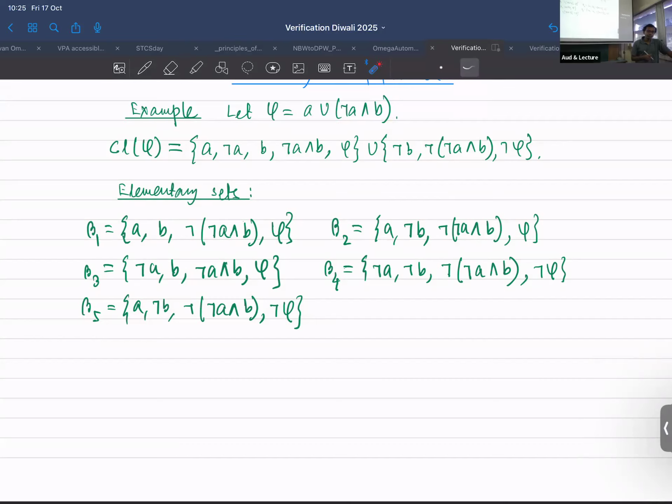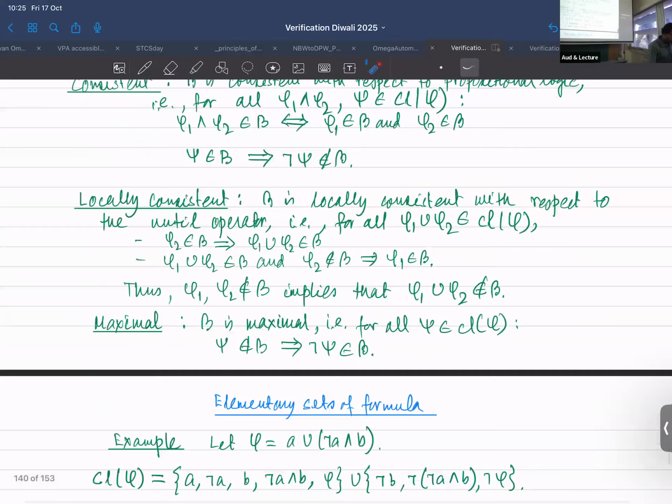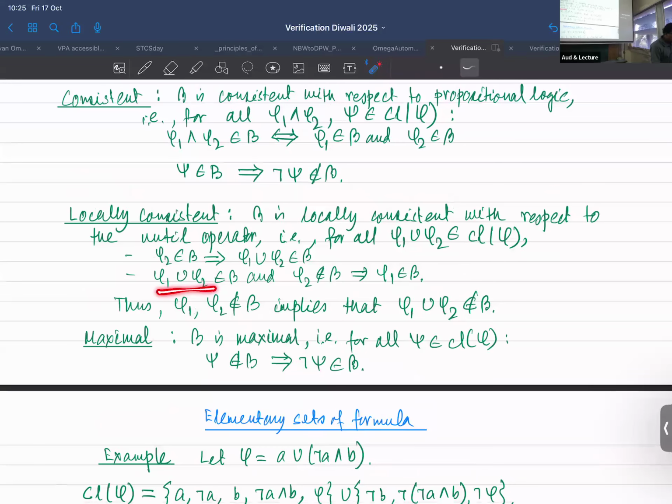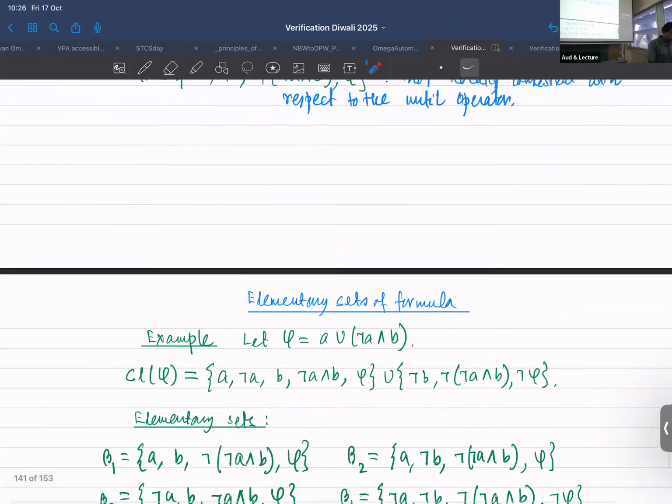So what does the local consistency tell you? It tells you that if phi1 until phi2 belongs to beta and phi2 does not belong to beta, then phi1 has to be in beta. But it's not the other way around. Like if phi1 is in beta, then it's not necessary that phi1 until phi2 has to be in beta. Because you can just have phi1 forever. And that doesn't necessarily mean that phi1 until phi2 will have to go. Correct?